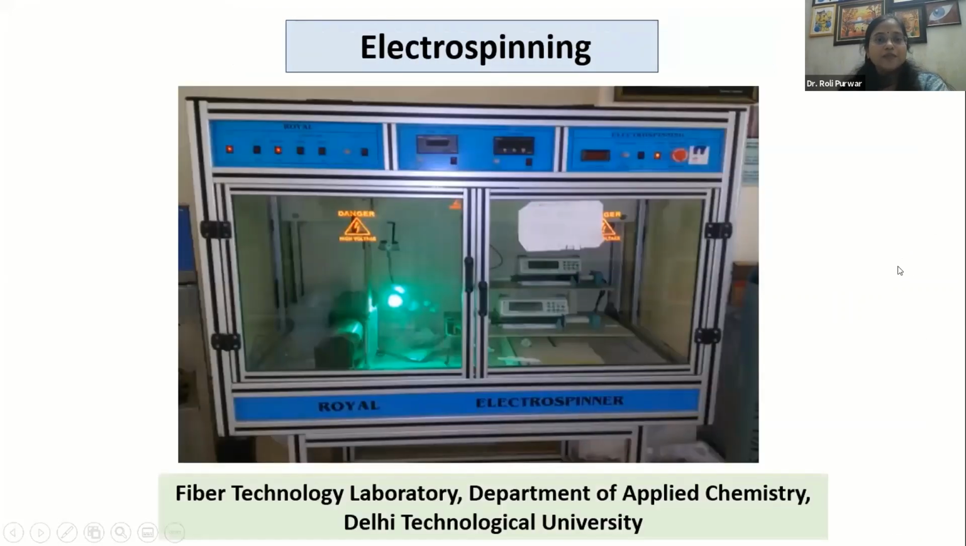This is the electrospinning machine which we have in our laboratory, the fiber technology laboratory in DTU. Here we have two collector systems: the plate collector system, and we also have the drum collector system. We have two kinds of jets, so if you want to spin core-sheath kind of fiber or single nanofiber, we can spin it using this machine. The maximum voltage we have is 30 kilovolt.